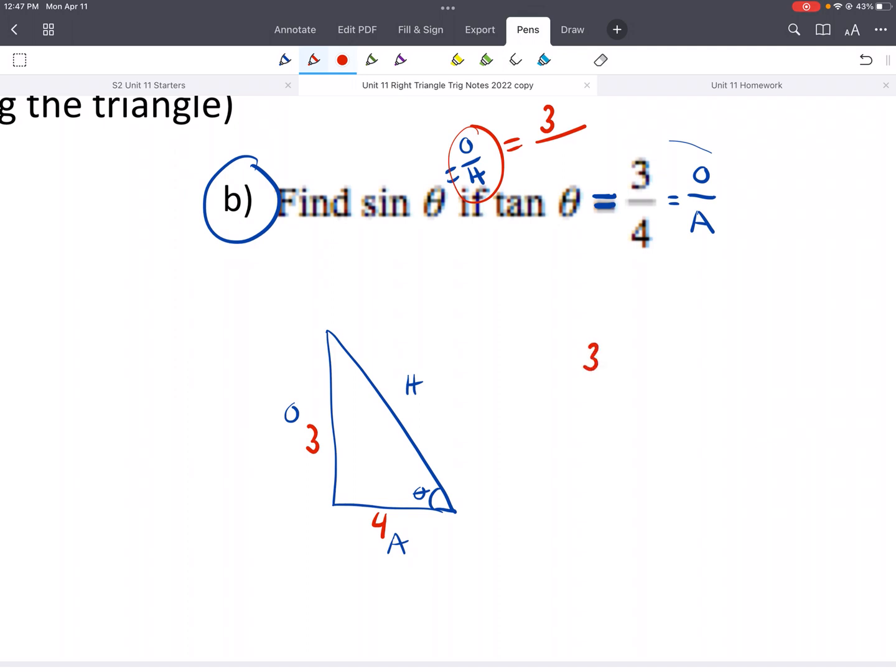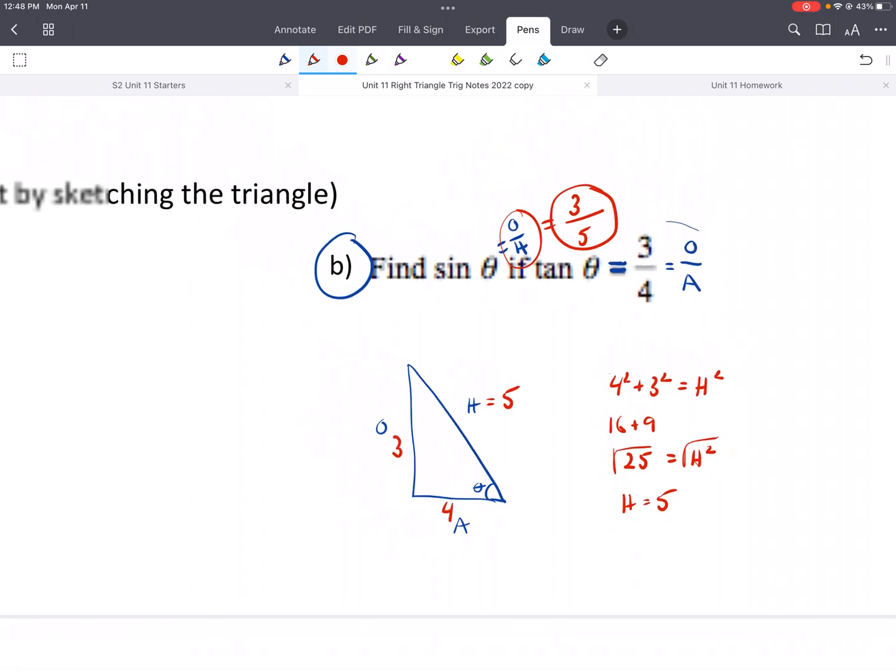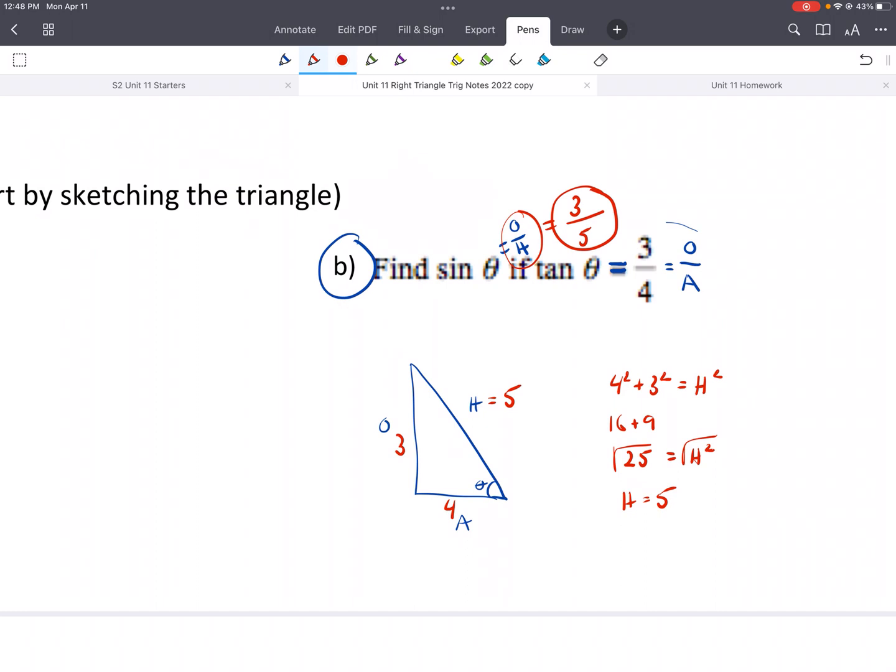So a squared plus b squared, so 4 squared plus 3 squared is equal to h squared. That's 16 plus 9, which is 25. And then we would square root both sides. So now we find out that h is 5, and now we know our ratio is O over h, which is 3 over 5. Okay? So that's it. Start with sketching what's going on. This is a special triangle, a 3, 4, 5 triangle. If you notice that as you go along, that might save you a little bit. You might not need to use the Pythagorean theorem.